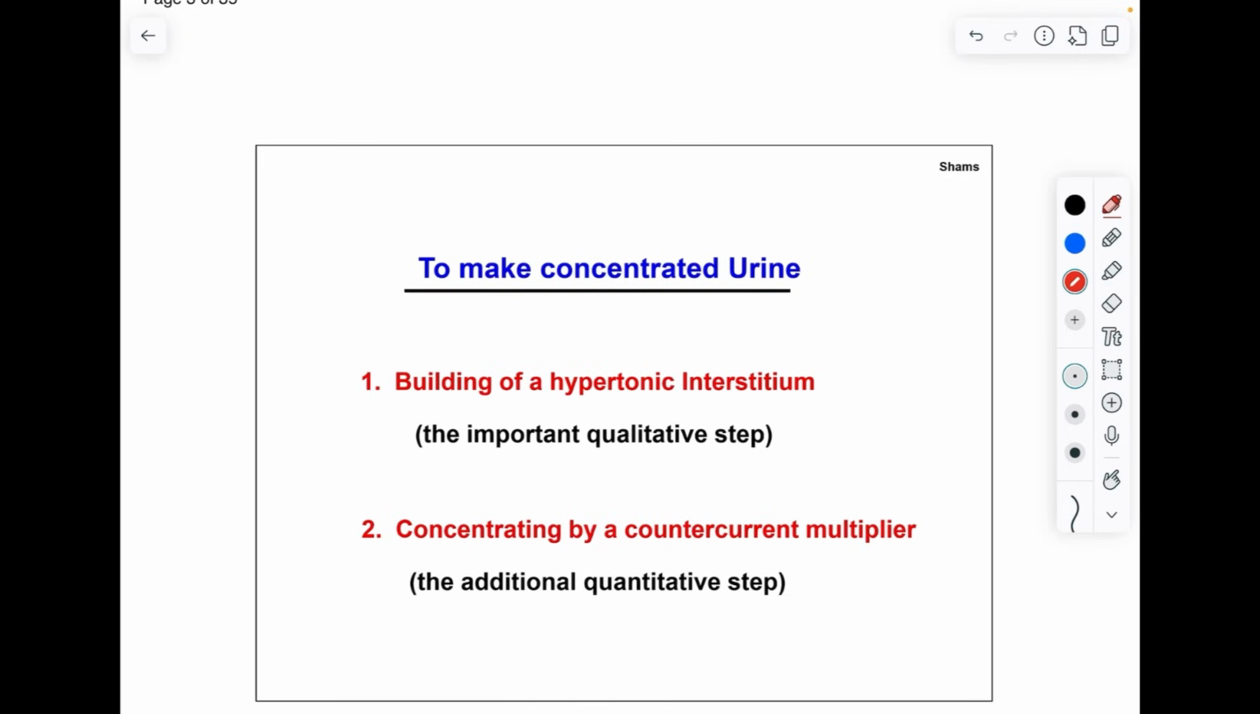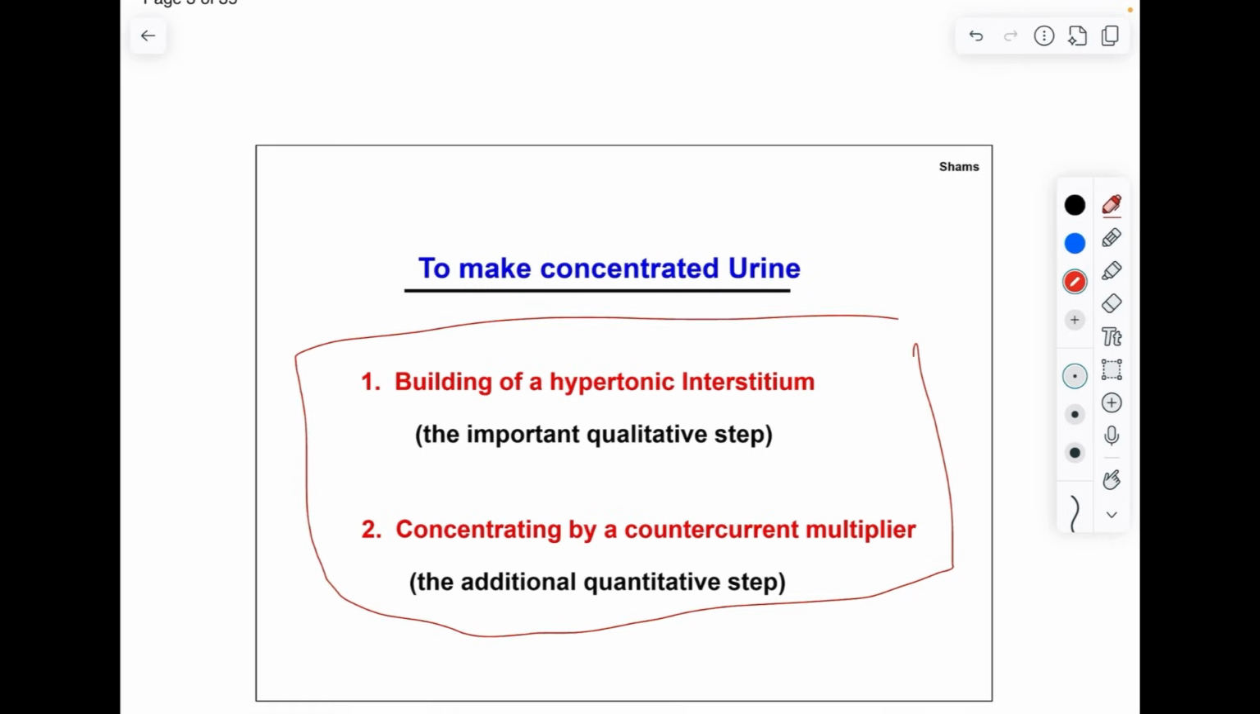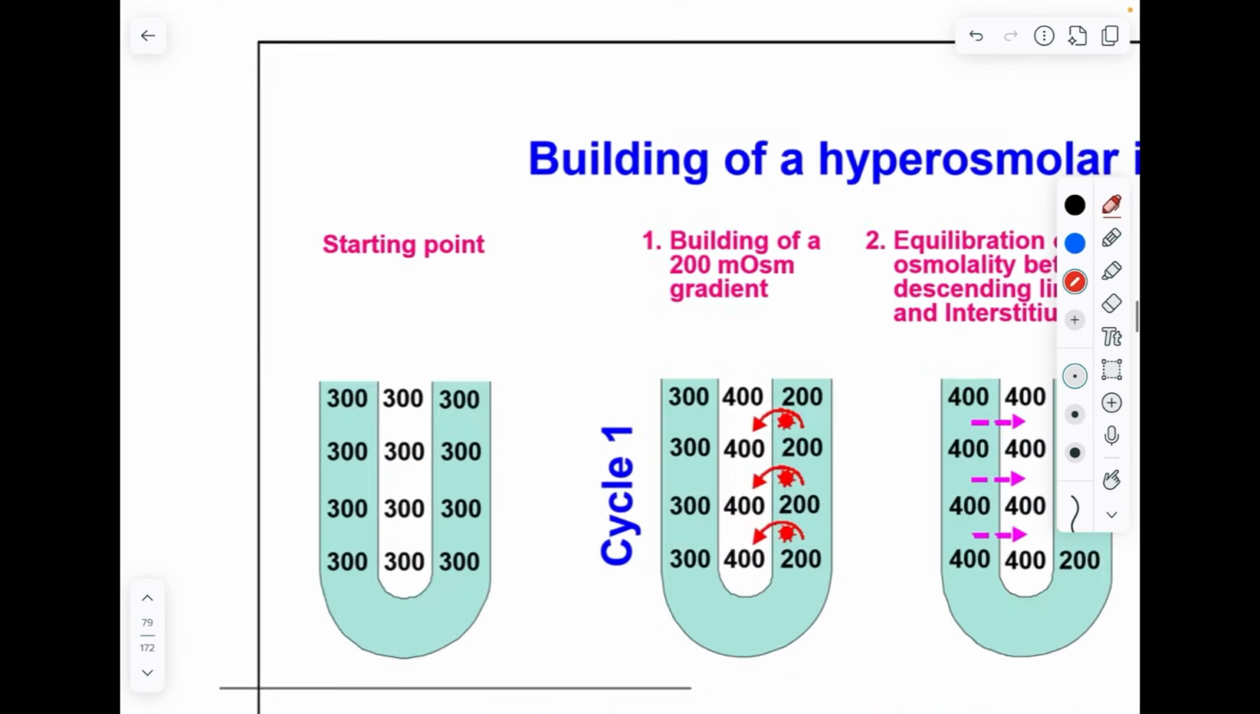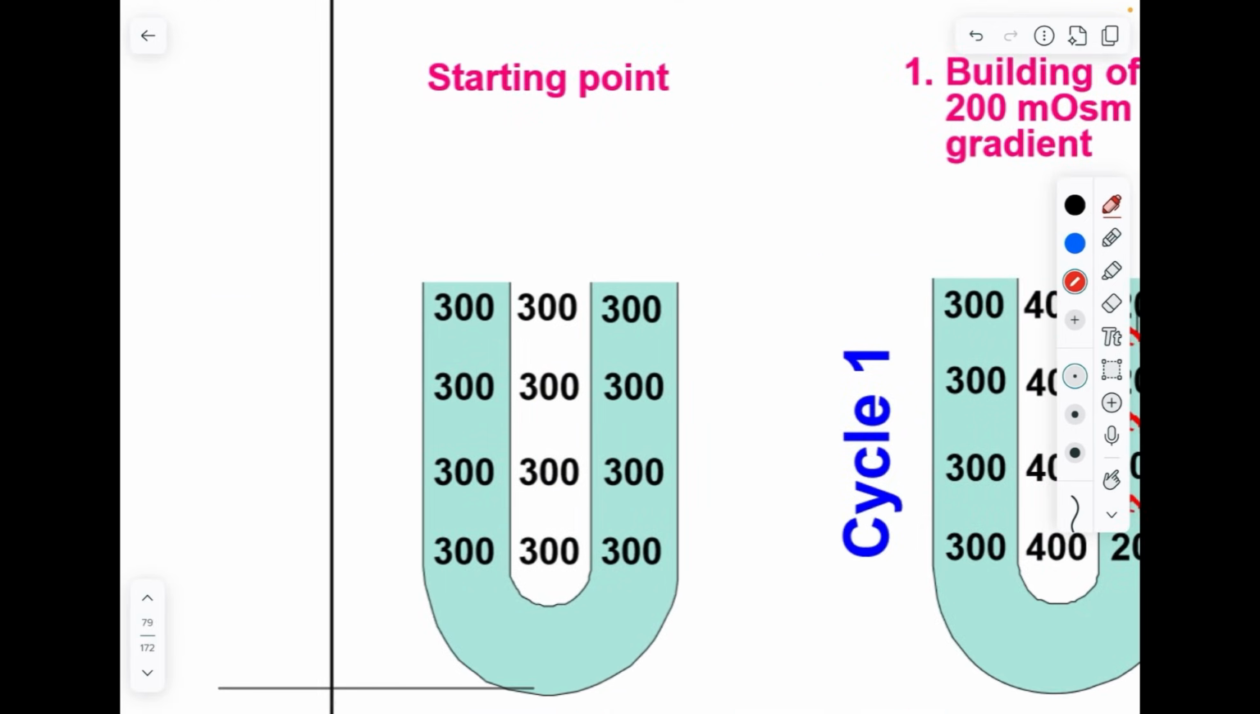Okay, how? We will do these two things: have a hypertonic interstitium and a countercurrent multiplier. What do I mean by that? Let's start with this. So we have our starting point. And by the way, if you didn't notice, this is the thin descending limb of Henle's loop, and this is the thin ascending limb of Henle's loop, and this is the interstitium. So this is the lowest part of the nephron. Okay? So what happens here?